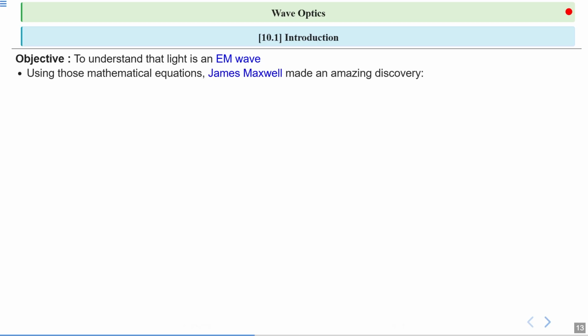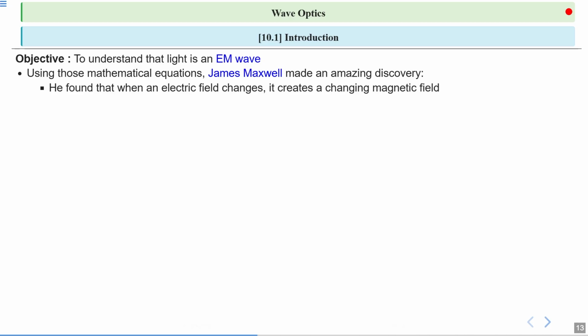So using mathematical equations, Maxwell found something extraordinary about electric and magnetic fields. This is the pivotal moment in physics, so pay close attention as we unravel this discovery step by step. Maxwell discovered that a changing electric field creates a changing magnetic field. This is crucial because it shows the dynamic relationship between electric and magnetic fields. Imagine it like a chain reaction where one change leads to another, setting the stage for wave propagation.